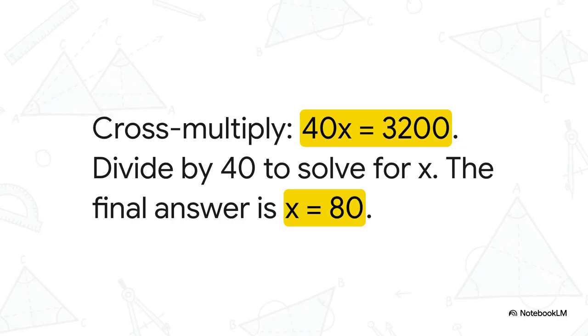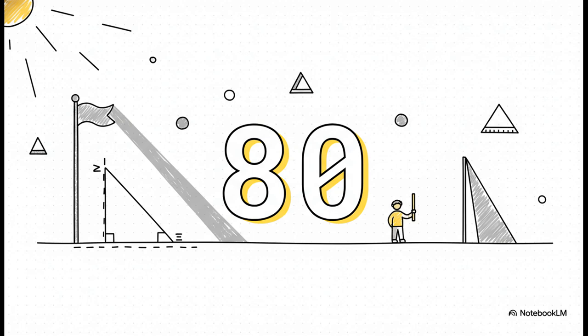From here, it's just some simple math. All we do is cross-multiply. So 40 times x equals 64 times 50. That gives us 40x equals 3,200. We just divide both sides by 40 to get x by itself, and we get our answer. x equals 80. And there it is. The flagpole is 80 feet tall. No climbing, no giant tape measure, just shadows and a little bit of geometry.